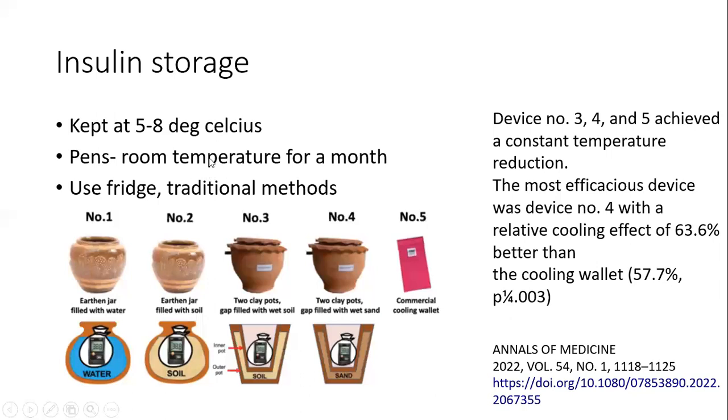For those using pens, the pen that they're using will be steady at room temperature for up to 1 month. You don't have to keep it in a fridge or keep it in a pot if you're using the pen. Once you put it in the fridge, it's the extra one that they must always have for emergencies. Thank you. I think I'll stop at that point and allow us to discuss.